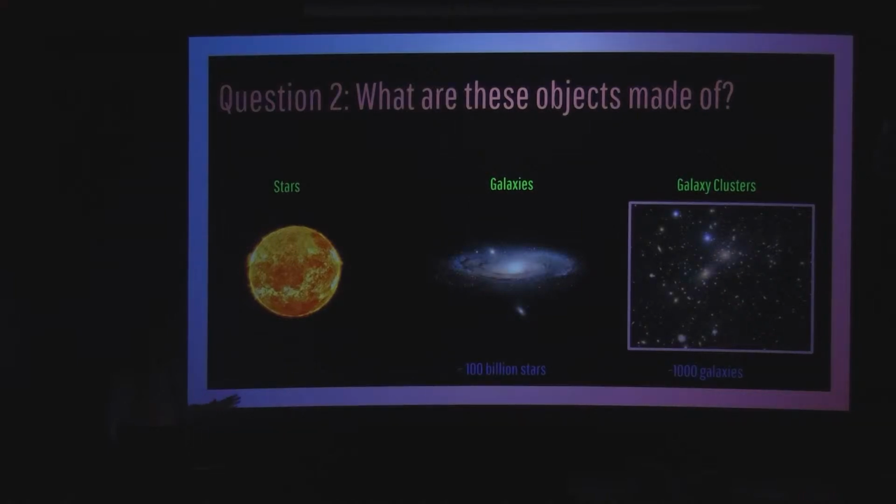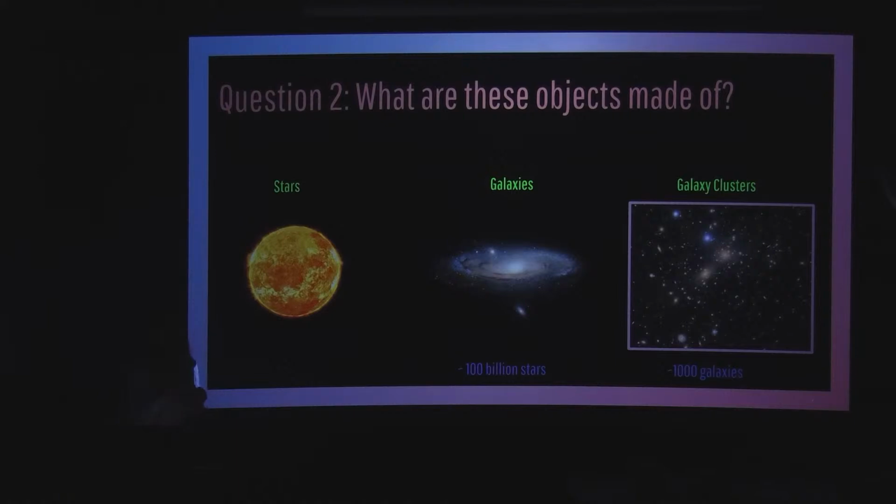That leads me to the second question. Now that we know how far away these objects are and how large they are, the next question I think is most useful to impart is, why are these three separate objects? What are they made of? And why don't they all fall into one big object?